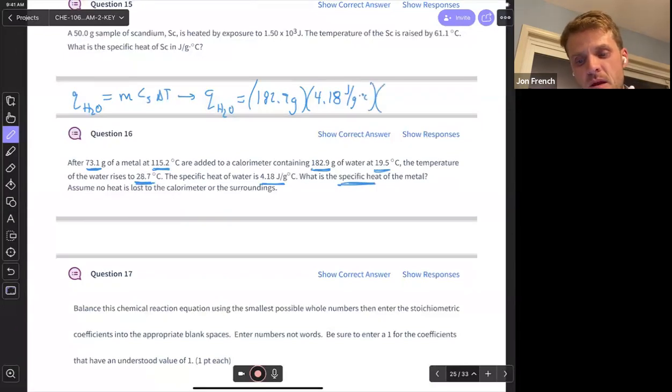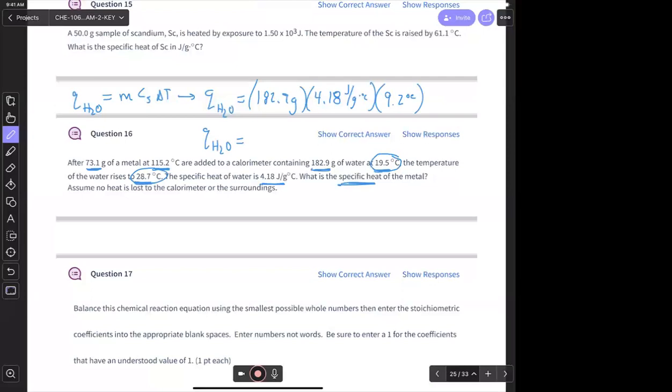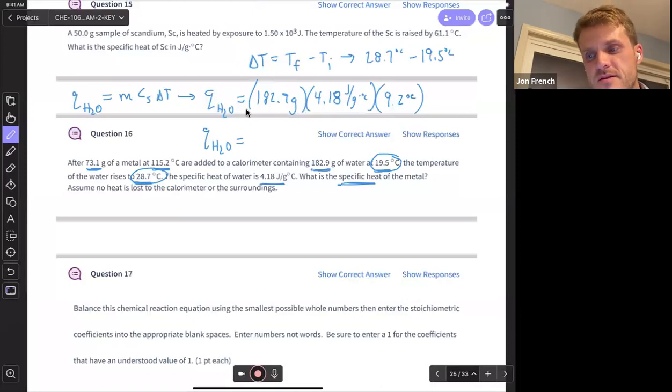My delta T, I go from 19.5 to 28.7. So what's that? 9.2 degrees Celsius. So Q for the water equals, right? The water absorbed this much energy. John, did you subtract? Yeah, right, to find our change in temperature, final minus initial. Right, so my final temperature is 28.7 degrees minus 19.5 degrees. All right, so that gave us the 9.2.